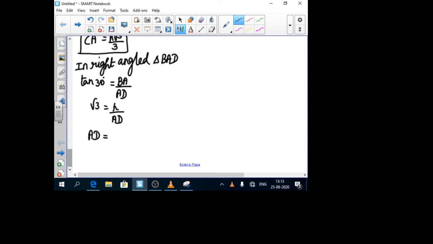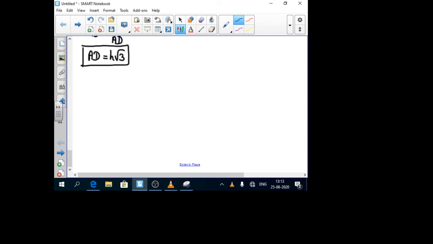tan 30 degree. Tan 30 degree is 1 by root 3. So 1 by root 3. Cross multiplying, AD equal to H root 3. This is the value for AD.